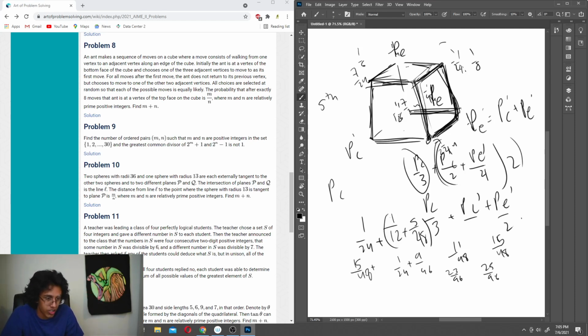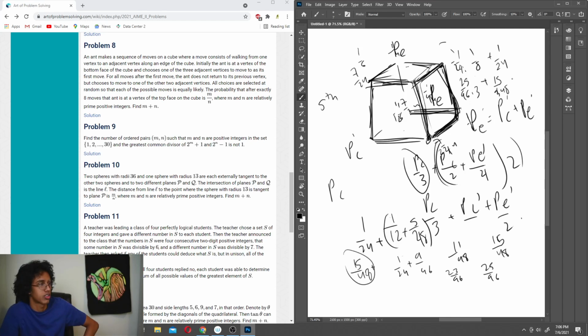Okay, so 25 over 96 is, or how much is from center? So this is from the center. So now you get like 25 over 96 times 3 plus, what do we need? We need PC prime, which is how much? No, it should be 23 over 96. Oh yeah, okay, so that is 1 over 24 plus 1 over 24. Wait, what? No, that should be plus 15 over 48 is what happened last time.